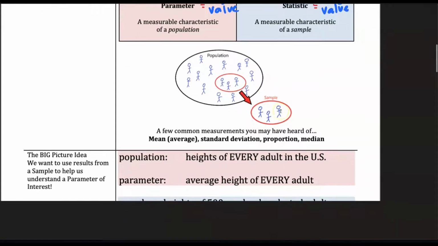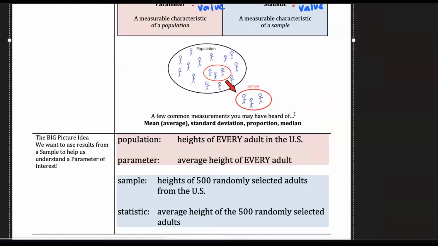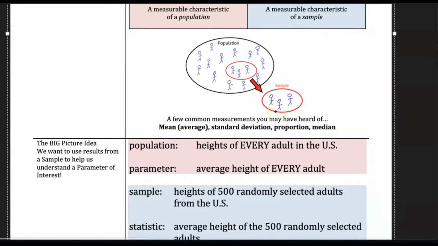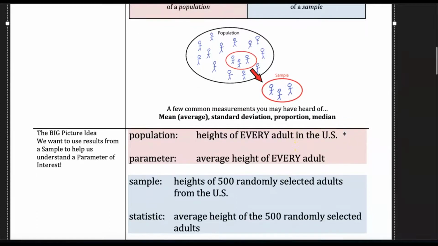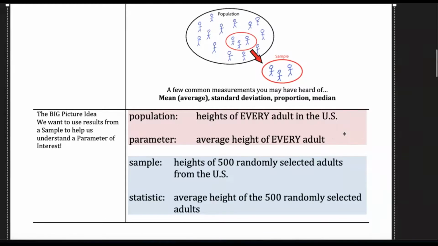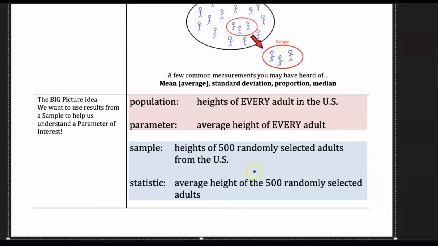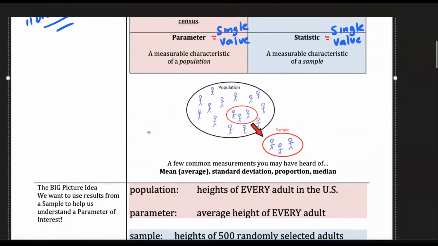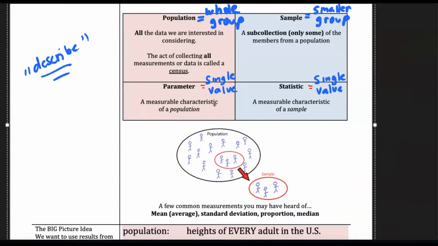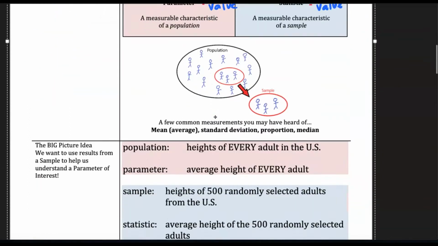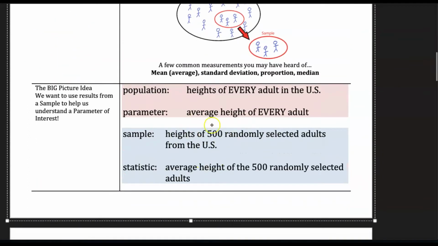And so you can see that picture there. One way we formally measure things is through means, standard deviations, proportions, medians. We have other values, but those are some few that you may be aware of already. And the big picture of all this is we want to use results from a sample to describe or understand a parameter. And a parameter is the value that is related to a population, okay? And so here is an example that you could read to see the difference between a population parameter, sample, and statistic.